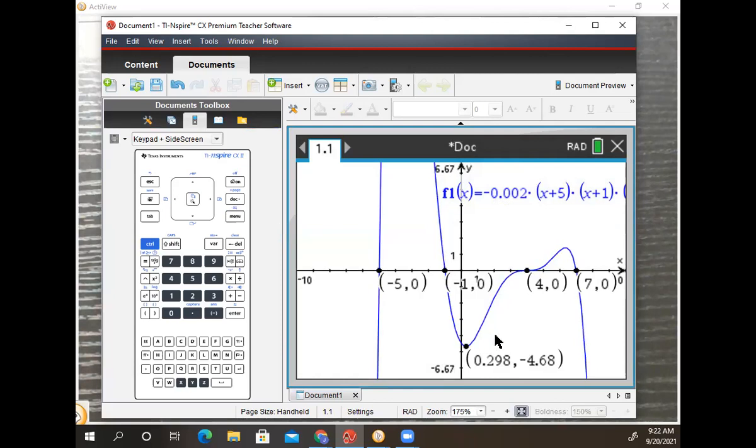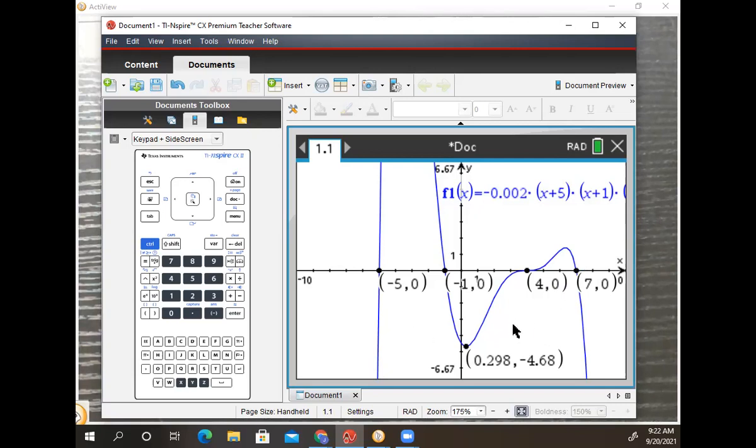So I've got a minimum here. Is it local or global? Local. Yeah, I've got points on the graph lower than this, all these points here and all these points here. So I'm going to list this on the line for a local minimum. So I've got 0.298, negative 4.68 as a local minimum. That's the only minimum on my graph.